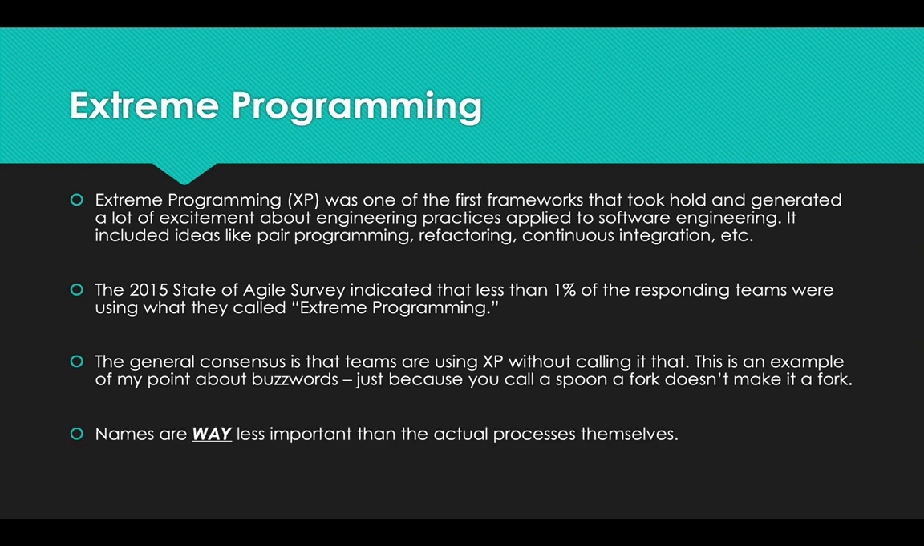So the point that I want to make very early in the course is that names for things are way less important than the nature of the actual thing. So if you are in a software organization that is using pair programming, that is using refactoring, that is using continuous integration, and you don't call it extreme programming, you are still using an agile methodology, and you are still using a kind of modern approach to software development. It doesn't matter what you call it. The fact that you are actually practicing the process is the thing that matters the most.